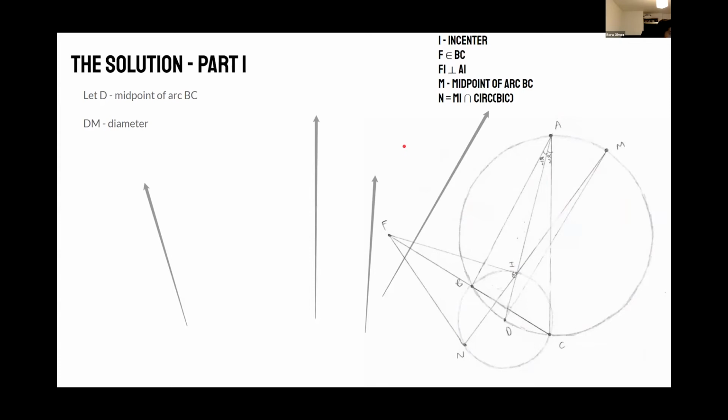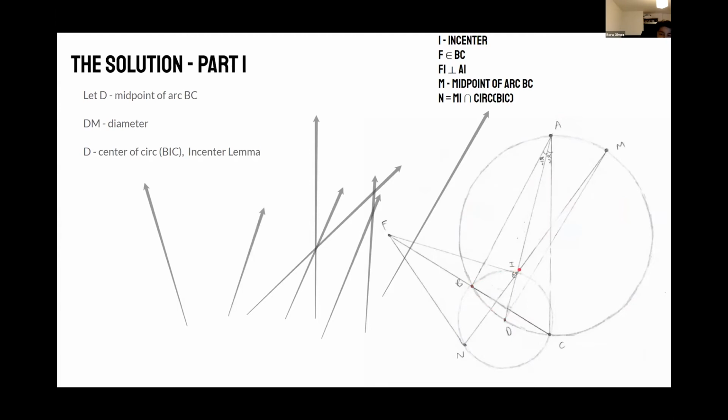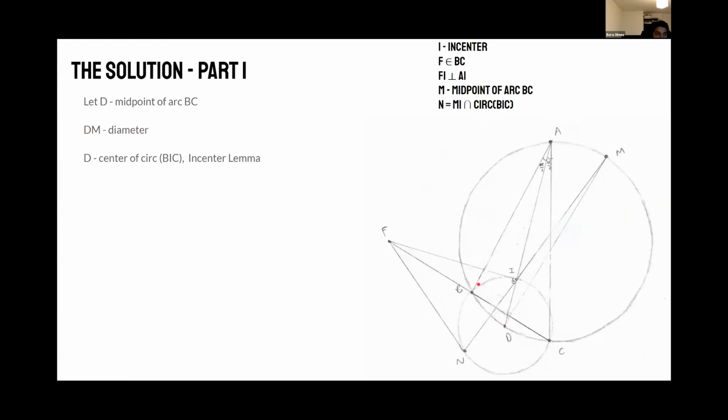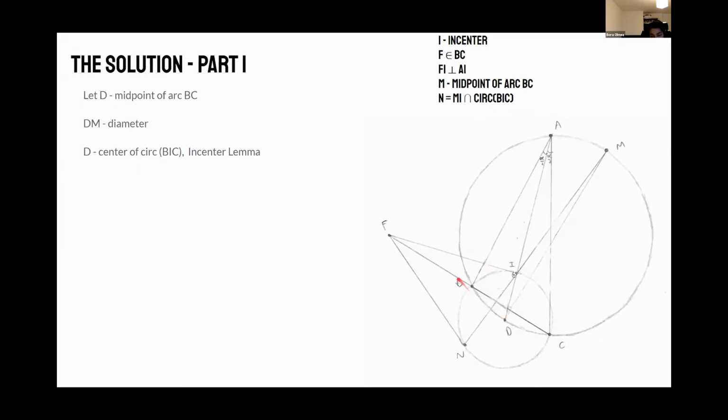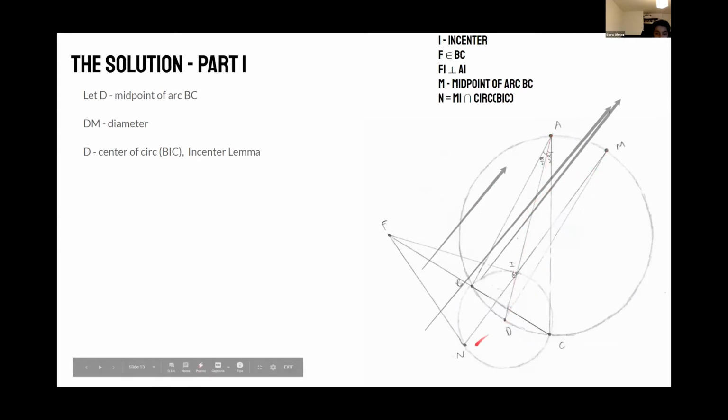But this is not the reason why we introduced D. The reason why we introduced D is because D will be the circumcenter of the triangle BIC with the in-center lemma, which we had proven. And furthermore, now we can relate D to BICN as it's the center of the circle through this quadrilateral, and A as AID are collinear, and M as DM is a diameter.